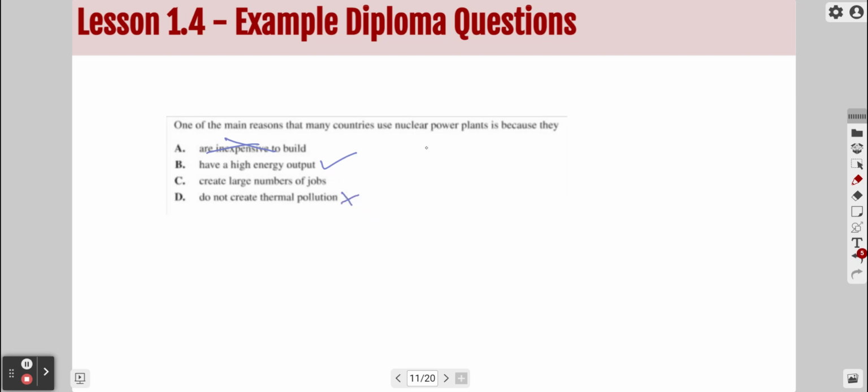In the construction of a nuclear power plant there would be a lot of jobs, but once it's built, I wouldn't imagine there's a lot of jobs. This is a really good question. I'm going to have to go back and double check that one. I'm guessing the main reason that countries use nuclear power plants is because they have the high energy output. I'm just not sure about the number of jobs they create. That's interesting, but that wouldn't be the reason that they would use the energy source anyway. It's because they have such a high energy output.